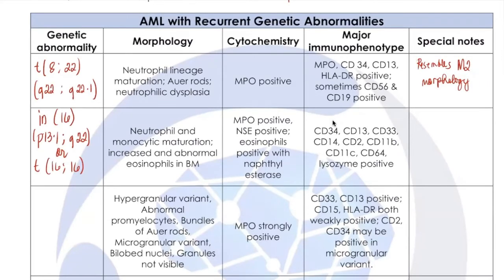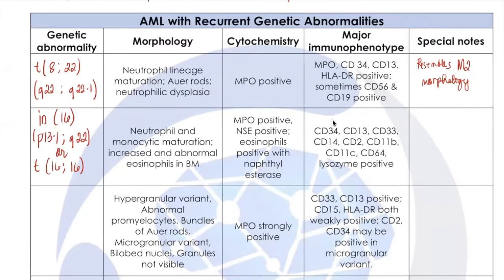So inversion is basically lumipat, no? Lumipat yung isang part ng chromosome, specifically sa kanyang short arm. Lumipat doon. Nagkapalitan sila ng Q22. So since parang it's a transfer, it could also be referred to as a translocation, but that translocation is happening in the same chromosome.